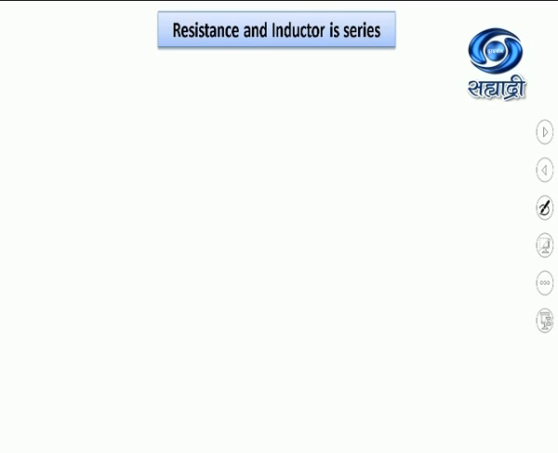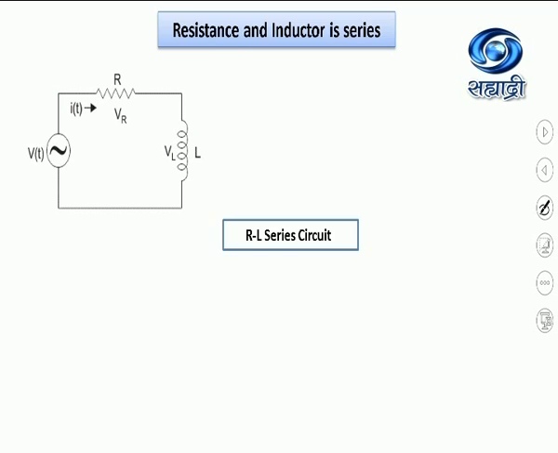Now what will be the case when the resistance and inductor are in series? It is not in the textbook. I am giving you this additional information. Let us consider a circuit containing a resistor and inductor connected in series and across which the source of alternating EMF is connected.